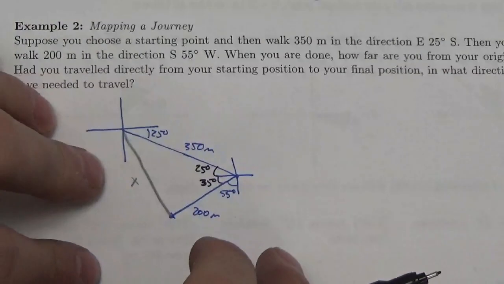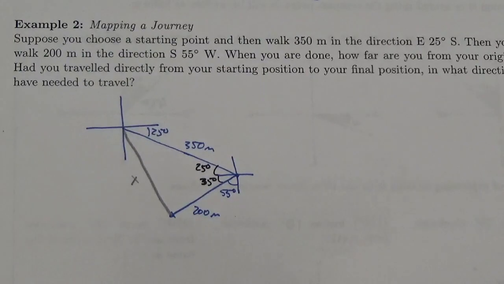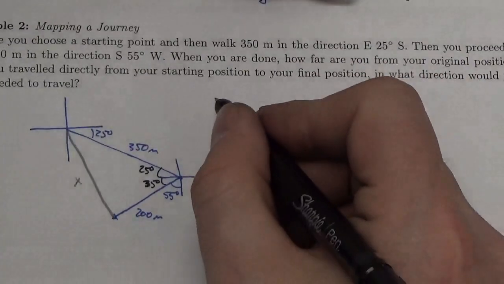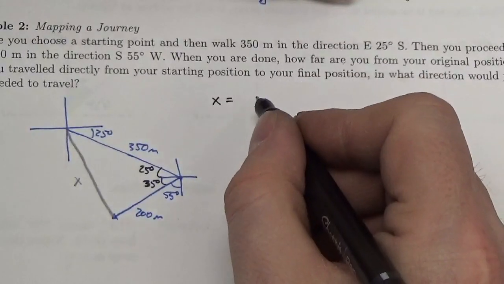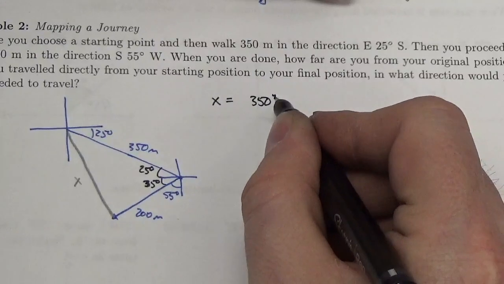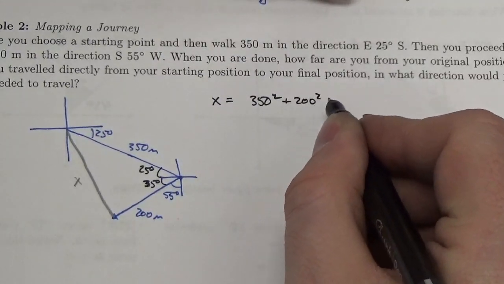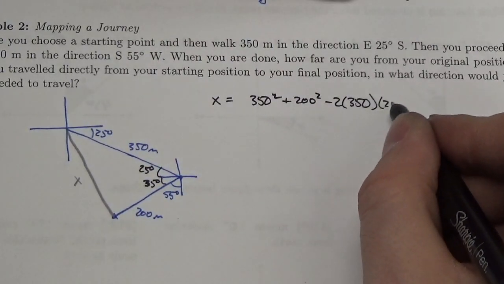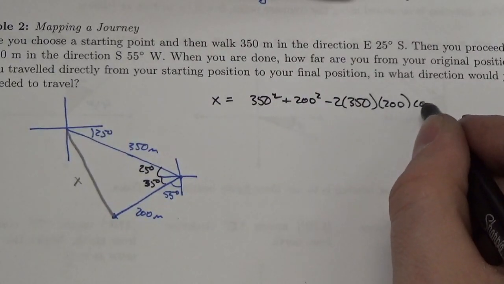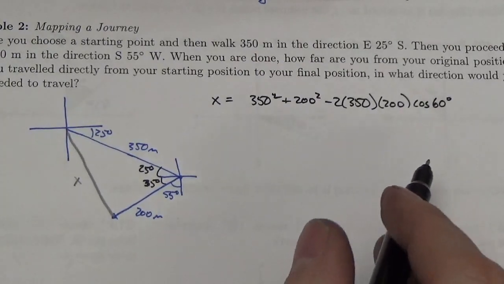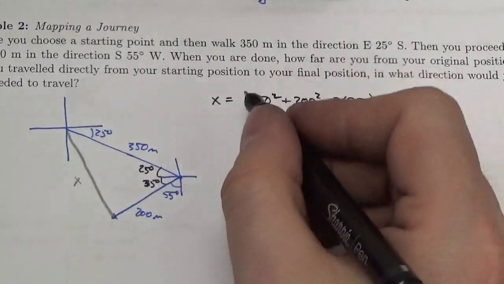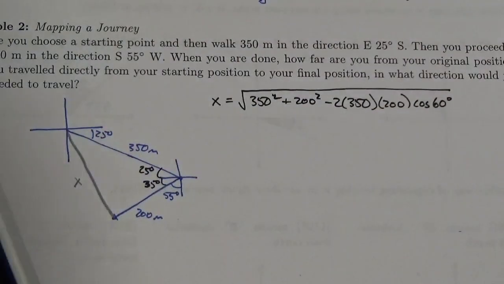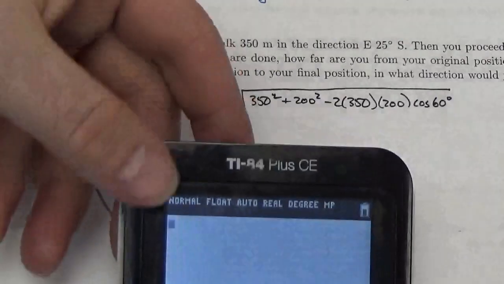Now, when you look at the information that you're given, it should be clear to you what it is that we're going to use here. Well, that's an example of the cosine law. So x squared is going to equal 350 squared plus 200 squared minus 2 times 350 times 200 multiplied by the cosine of the angle in between the two, 60 degrees here. And then remember, this would normally be x squared, so to get that answer, I'm going to take the square root of the whole thing. And actually, I can do that all in one step on my calculator.